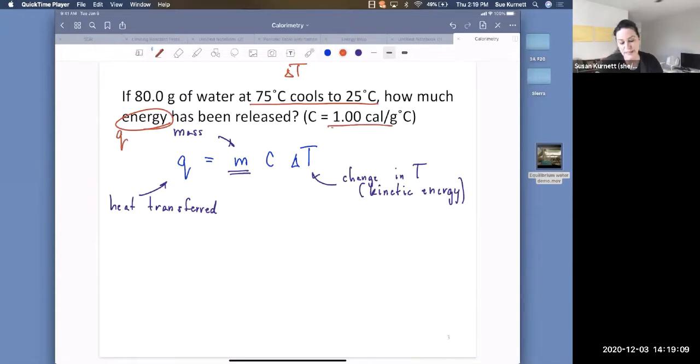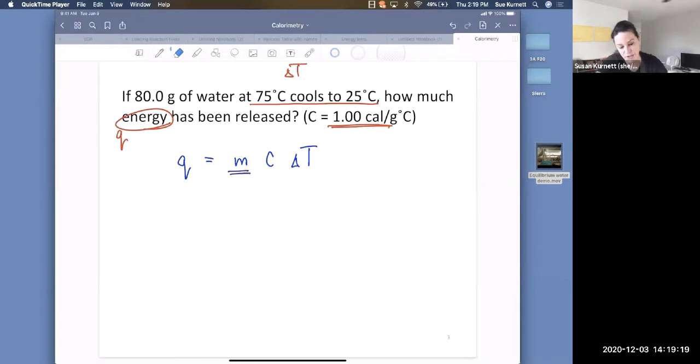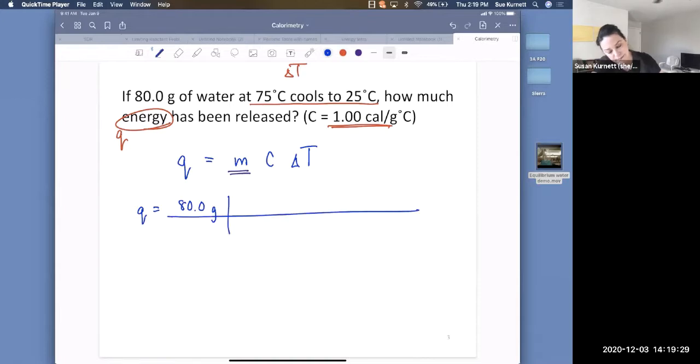And then you're told the specific heat of water, but normally you won't be. Other substances you'd be told, but not usually water. Okay, so I'm solving for Q. How much energy? Okay, delta T is final, 25 degrees Celsius, minus initial, 75 degrees Celsius.